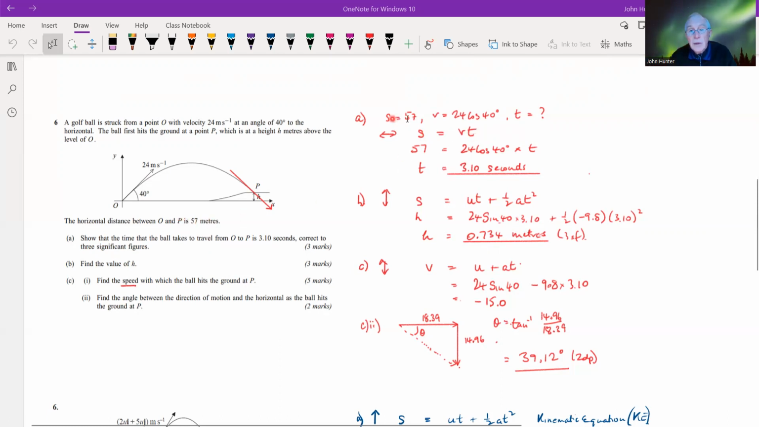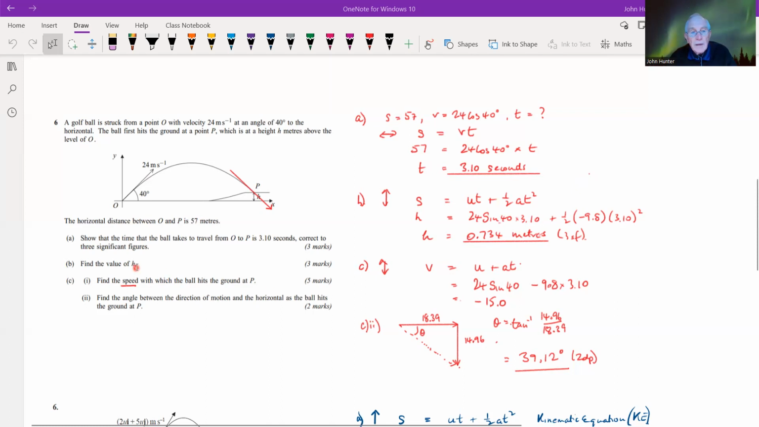And in fact, if we plug S in there, V equals 24 cos 40 degrees, resolving through 40 degrees. T we don't know, so that's our equation. Plug those things in there, work it out, and that's what we get. T equals 3.10 seconds. And I probably should have put in brackets to get 3 significant figures.